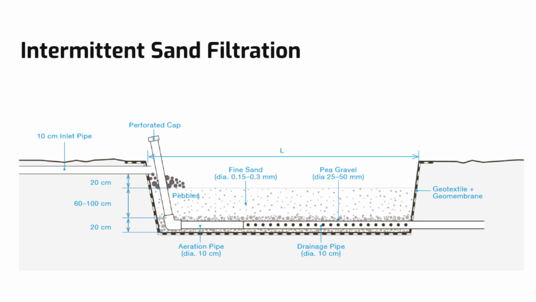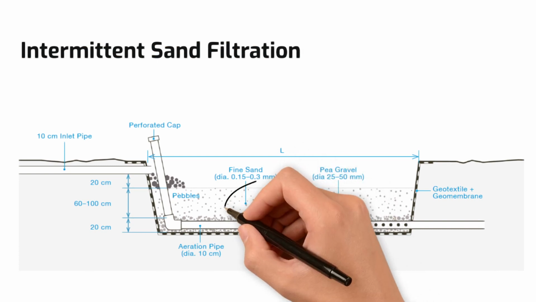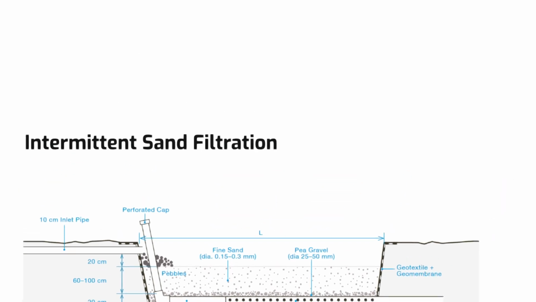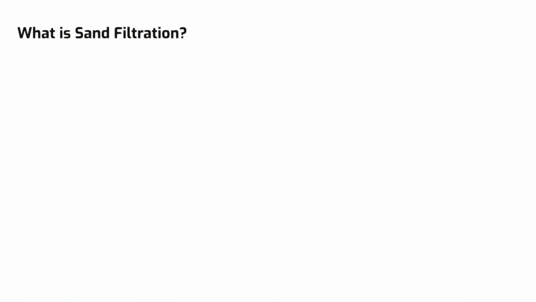Welcome to the module where we will explore intermittent sand filtration, a cost-effective treatment technology for effluent that employs fine sand as a filter medium to remove contaminants effectively. But let's first start by understanding what is sand filtration.